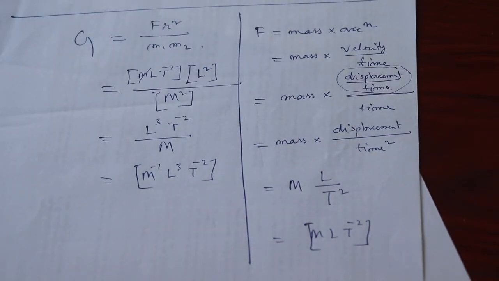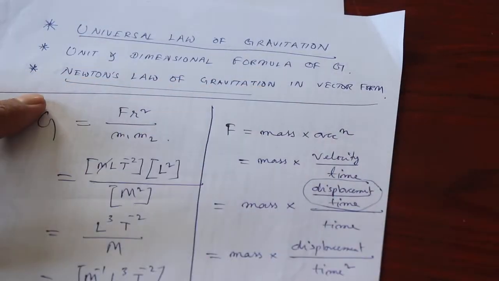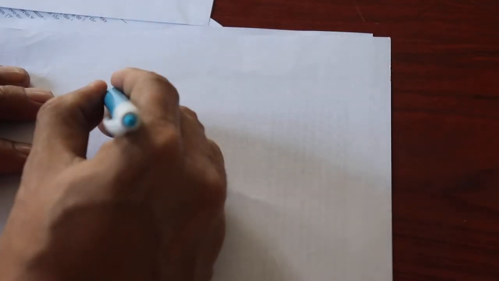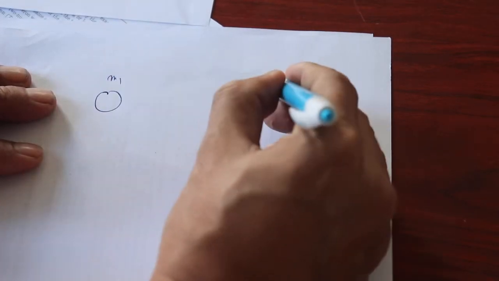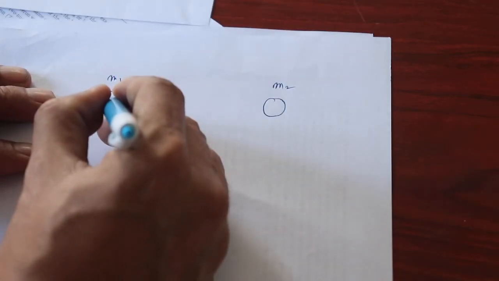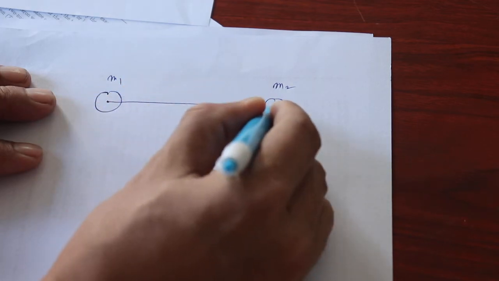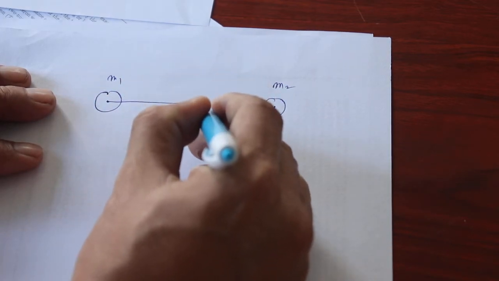Then comes Newton's law of gravitation in the vector form. Let us see how to write Newton's law of gravitation in the vector form. Okay, so let me select a new page here. Now, let us see. Here is the first mass, this is the second mass here. So let me write m1, this is m2, okay? Join from center to center. Let us say distance is r as before.